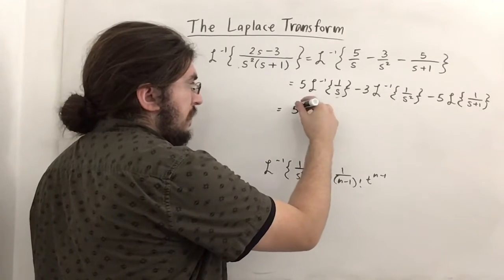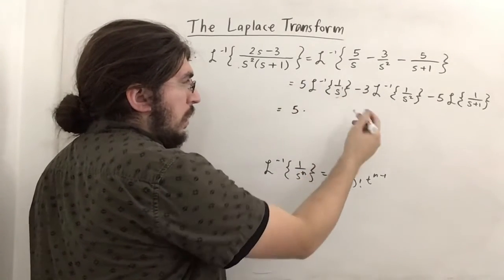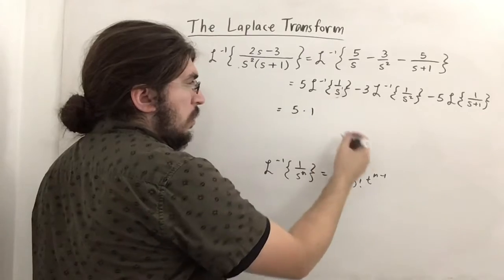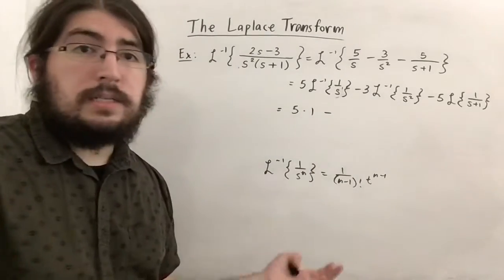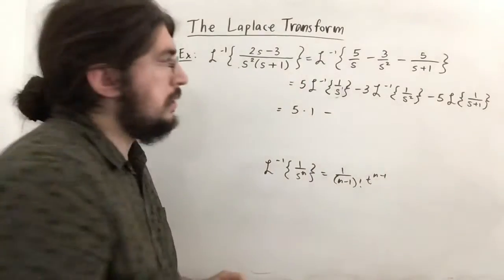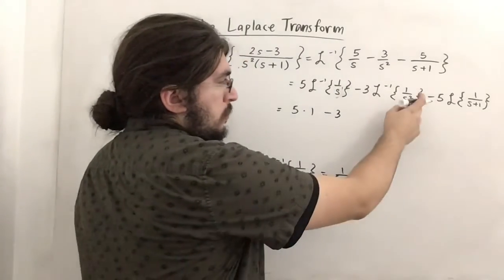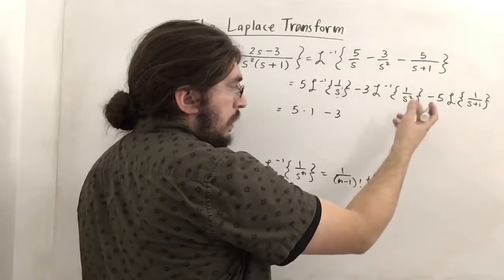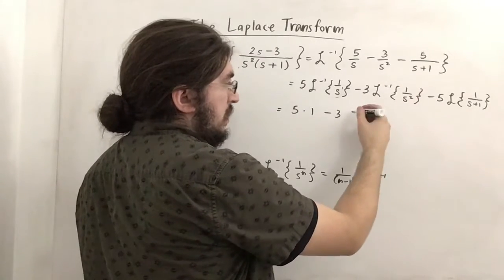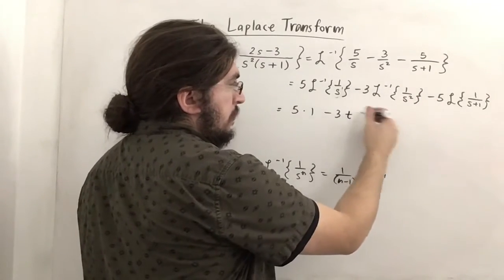But here we're going to get 5 times, well, 1 less than 1 is 0, and t to the 0 is just 1. And we also know Laplace of 1 is 1 over s, so that makes sense. Minus 3 times the Laplace inverse of 1 over s squared. Subtract 1 from the power, we get 1. So it's going to be t to the 1 over 1 factorial, which is just t.